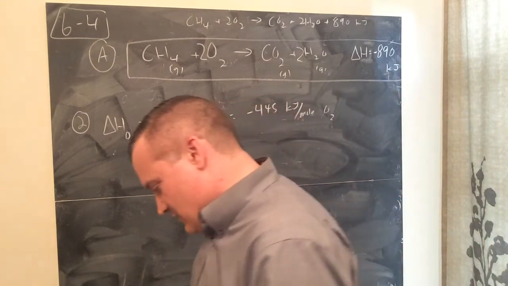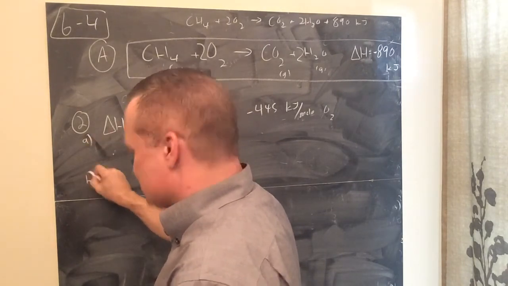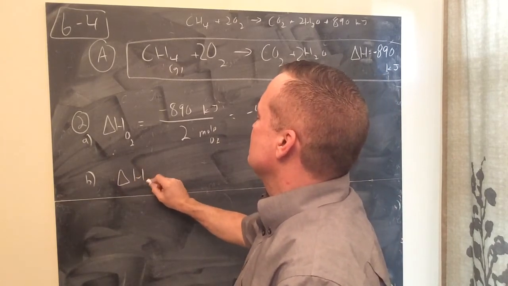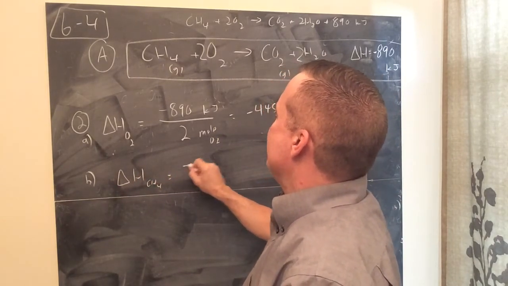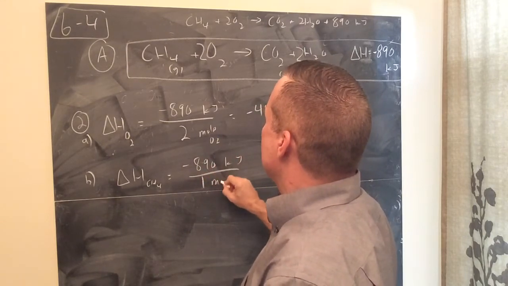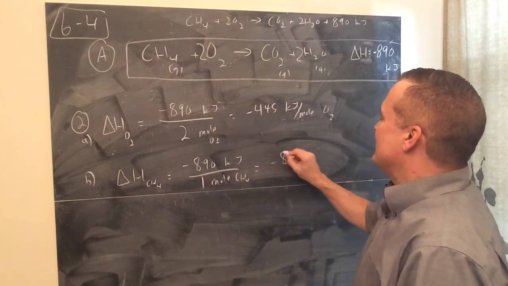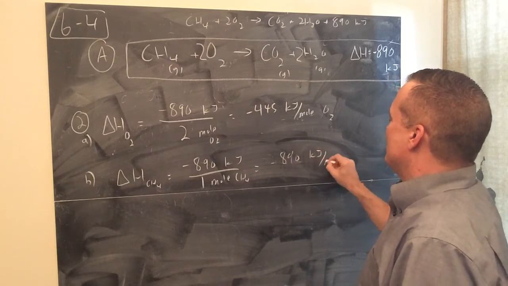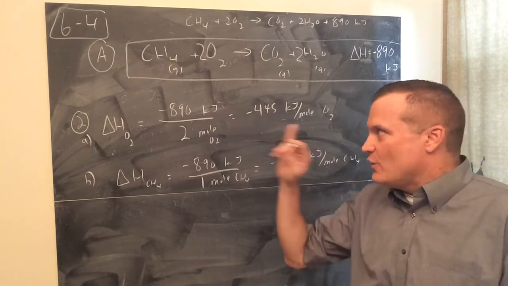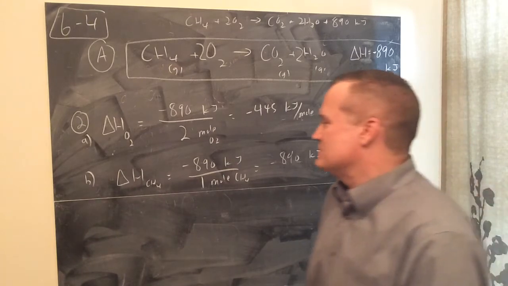Number 3, or number 2 also, well, I've called that A. We'll call that one A. B says, what would it be per mole of CH4? Delta H per mole of CH4, negative 890 kilojoules per 1 mole of CH4 would be negative 890 kilojoules per mole CH4. This is easy so far. It is easy. In this whole lesson today, this little video, this will be pretty easy, and it's just stoichiometry, as you're going to see.